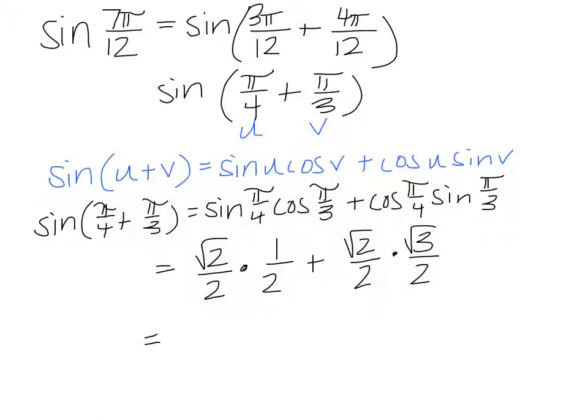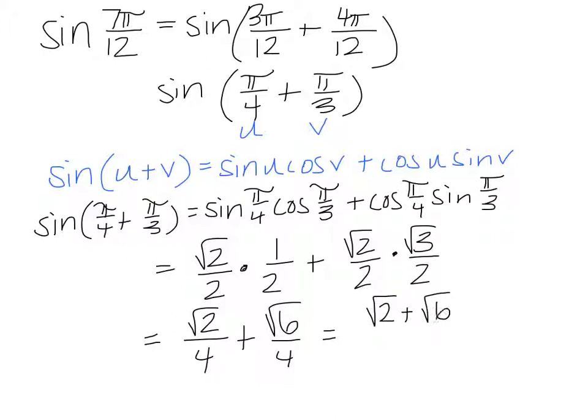So if we multiply square root 2 over 2 times 1/2, square root 2 over 4. Plus square root 6 over 4. And how can I do that? Square root 2 plus square root 6 all over 4.